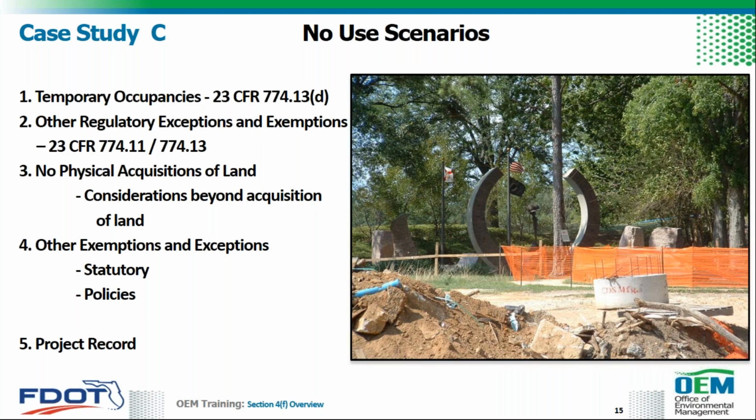Now, there are a number of other regulatory exemptions and exceptions. And a vast majority of these can be found either at 23 CFR 774.11 or 774.13. The temporary occupancy, you'll notice the reference to that takes you to paragraph D of that section. The point I want to make about these primarily is that they can happen at different moments in time, and they are not a complete list of property types that are exempted or project activities which are exempted.